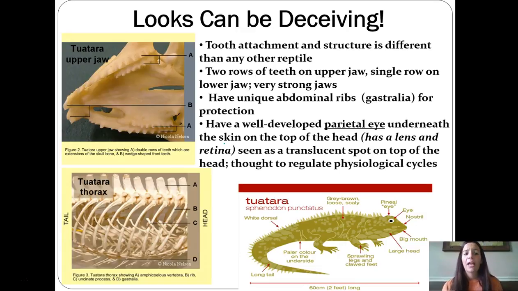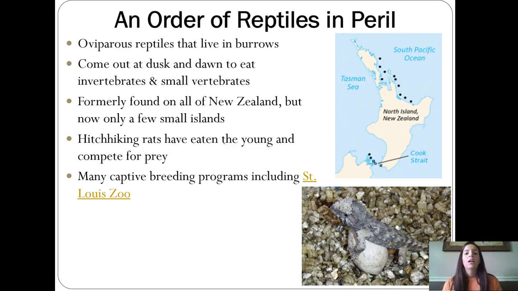The tooth attachment and structure is very different from other reptiles. They have 2 rows of teeth on their upper jaws and just a single row on their lower jaws. They also have a very well-developed parietal eye, which has a lens and a retina, so it can actually see way more than just the eyes on other lizards. If you've been around Zemo, we've talked about his eye on top, that he can see shadows, but he can't actually focus in on images. These lizards can.